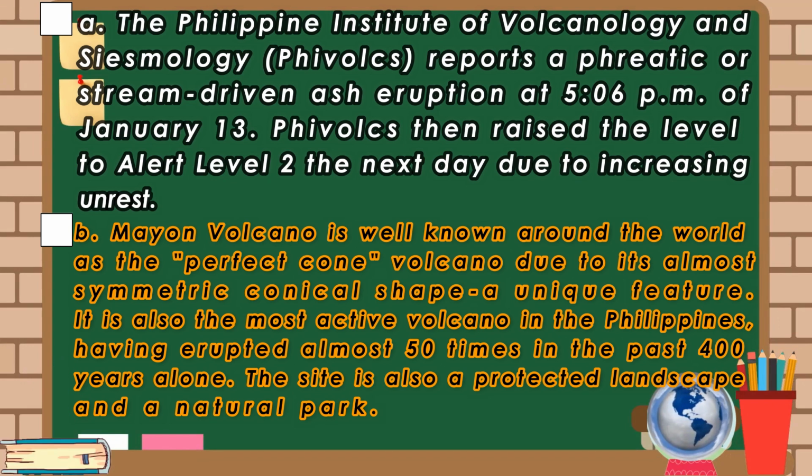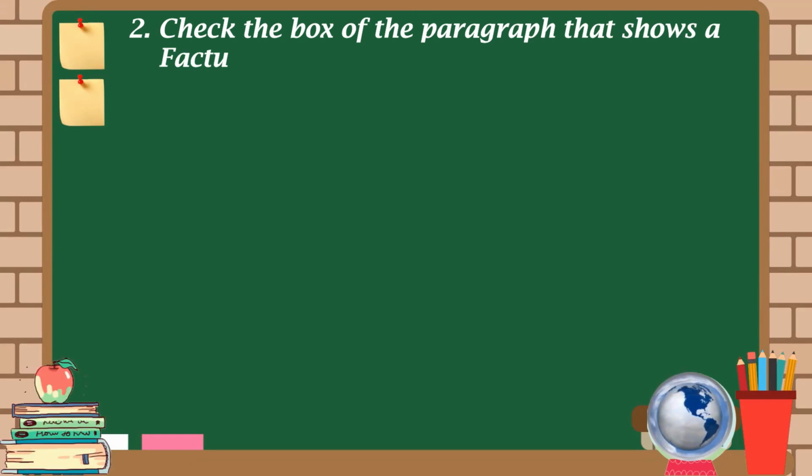Did you write letter B? Good job! Nice start. The paragraph that shows a factual description is letter B. Number 2. Check the box of the paragraph that shows a factual recount.